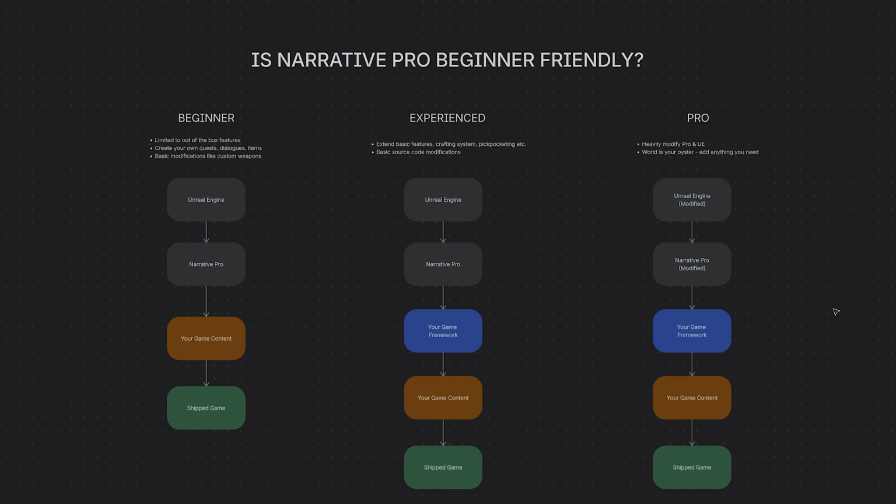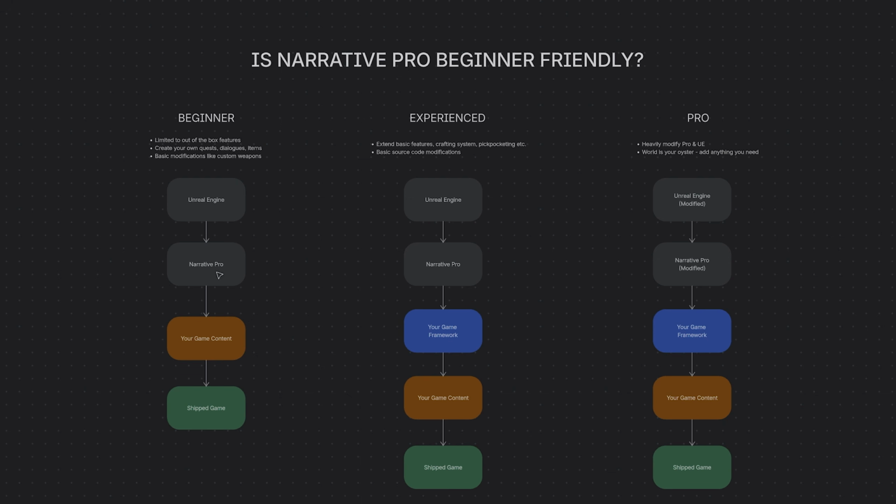Whilst Narrative Pro can be used by beginners, there are limitations of using Pro without an experienced developer on your team. And to help demonstrate these limitations, I'm going to show you what you can expect if using Narrative Pro at different skill levels. So if you're a beginner and you have very little Unreal Engine experience, you're going to basically be building all of your game content, your quests, your dialogues, your items on stock Narrative Pro. You're not going to be able to modify it. You're not going to be able to roll your own features.